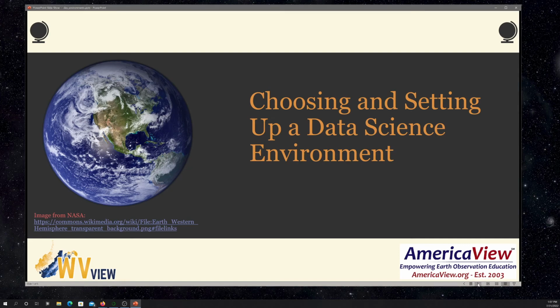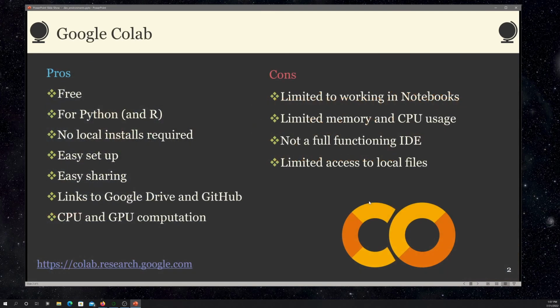Okay, so just some notes about Google Colab before we take a look. Here are some pros. It's free. It works for Python, and it can also work for R, though we're only going to really look at it for Python. It doesn't require any local installations. It's pretty easy to set up. I mean, there's really not much setup at all. You can share easily with it via Google Drive or through collaboration inside of Google Colab. It can link up with your Google Drive, which you can also get for free, and you can also link it up to GitHub or a GitHub repo.